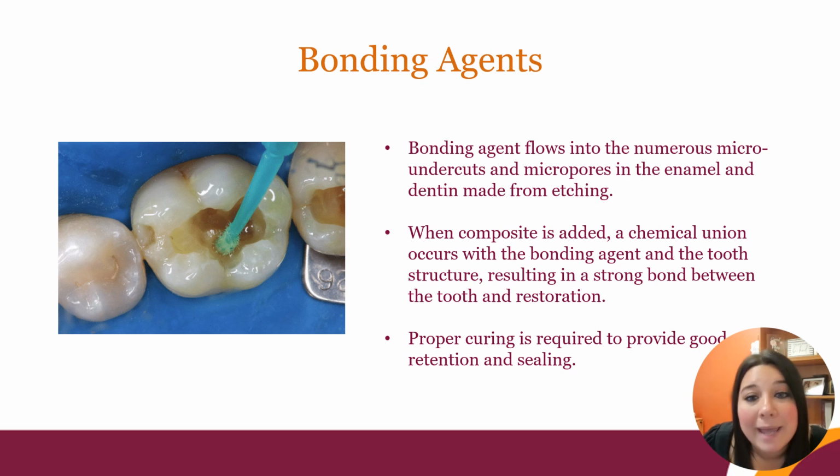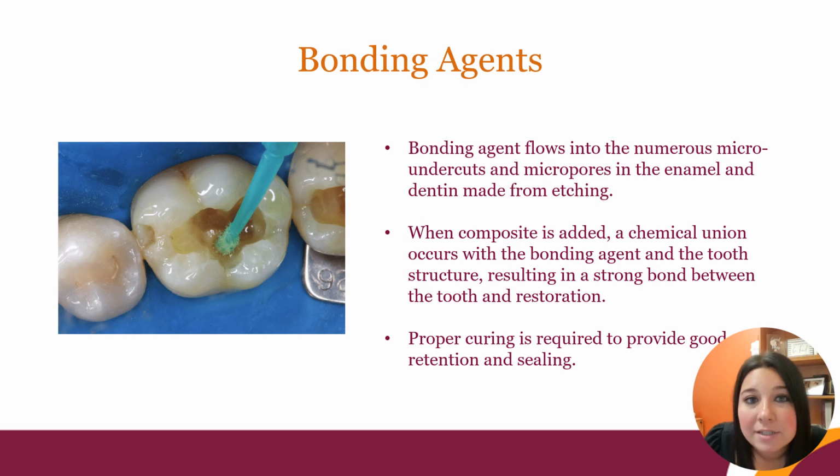So going into bonding agents, they flow into the numerous micro undercuts and micro pores in the enamel and dentin made from etching. When composite is added, a chemical union occurs between the bonding agent and the tooth structure, which results in a strong bond between the tooth and the filling material. You do need to make sure that you're properly curing to provide good retention and sealing.